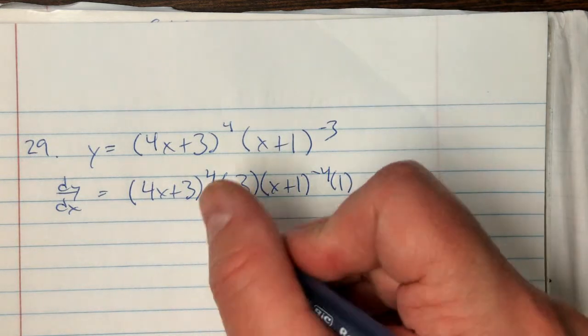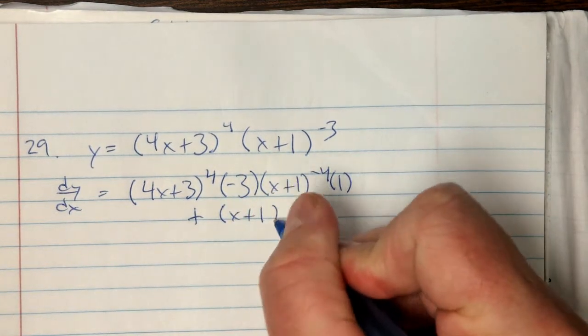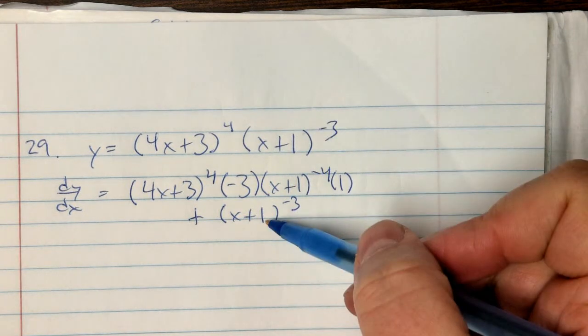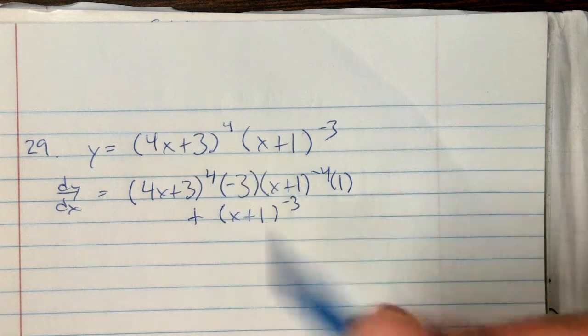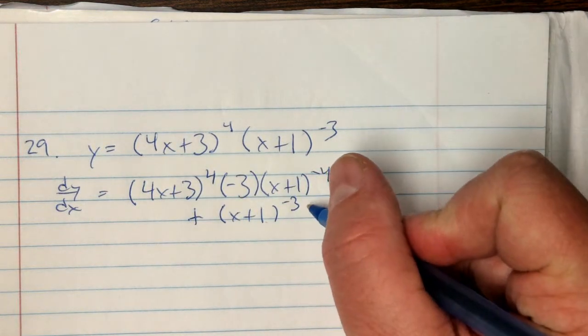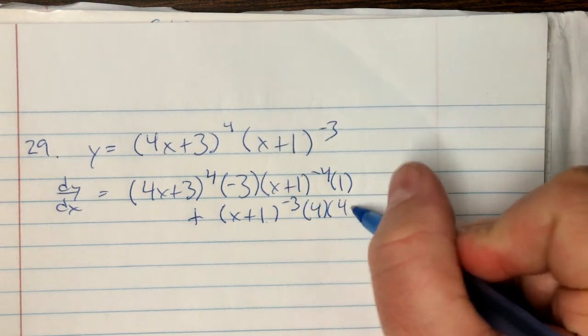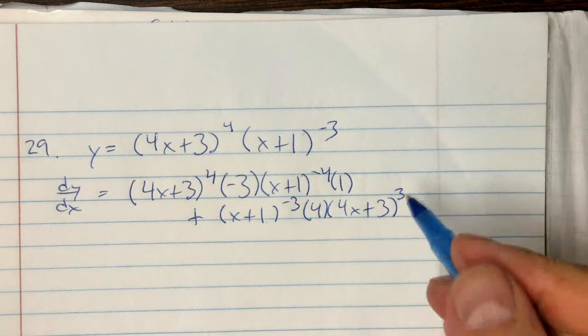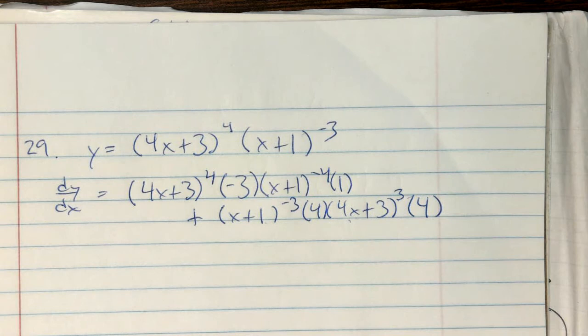Plus this part is x plus 1 to the minus 3. So just copying that one down. Then take your derivative of this, which would be 4 times this to the third. 4 times 4x plus 3 to the third. Then you take your derivative of 4x, which is 4. Okay, so that's what we have up to this point.